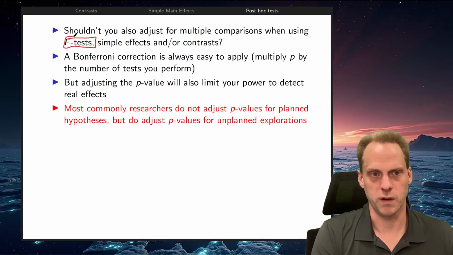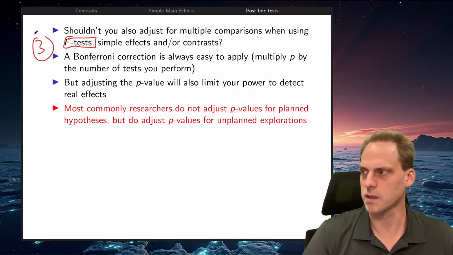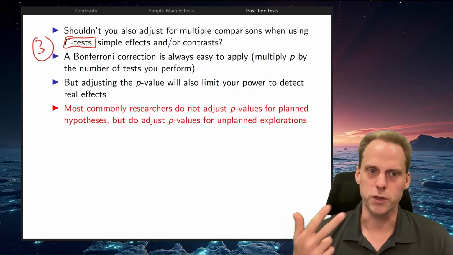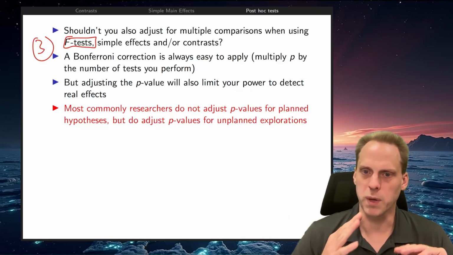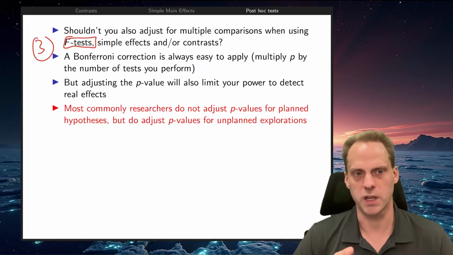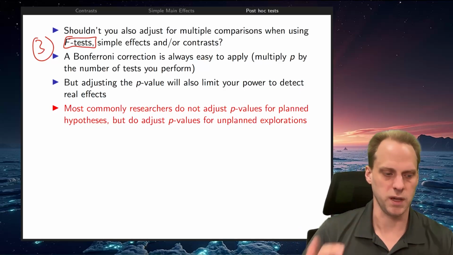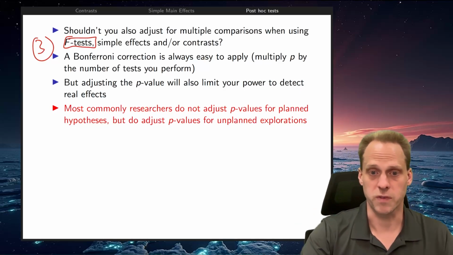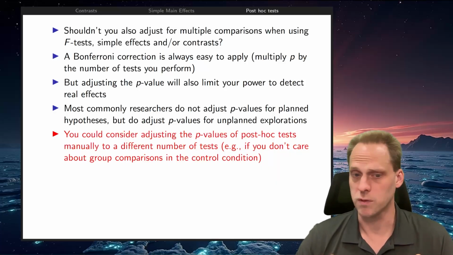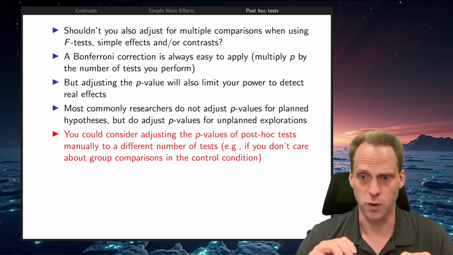So for your F-tests in your ANOVA, you get 3 of them, right? The main effect one, the main effect another one, and interaction. Typically you don't adjust that p-value because you were already planning on looking at those 3 effects, and then it's fine. Right? Your hypothesis already is about, okay, expect the main effect, expect the main effect, expect interaction. Then it's fine. But you could consider adjusting p-values of the post-hoc test manually to a different number of tests if you want. That's something that people don't often do.